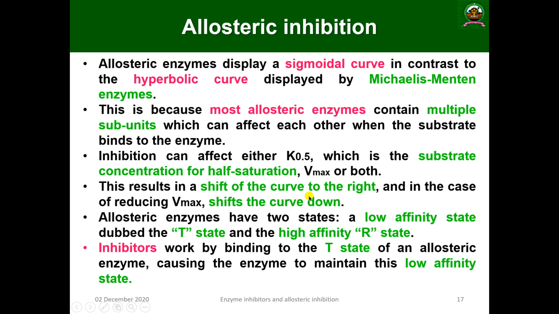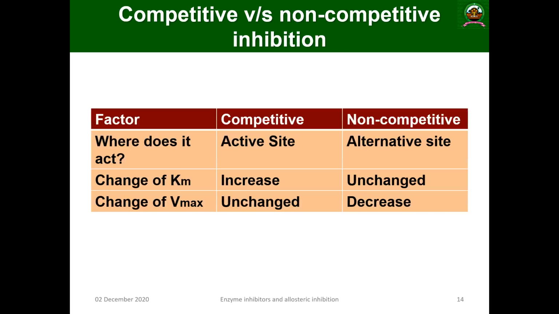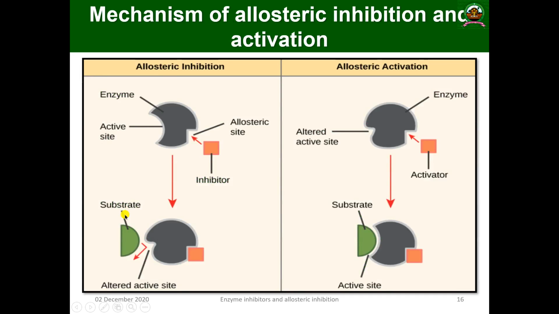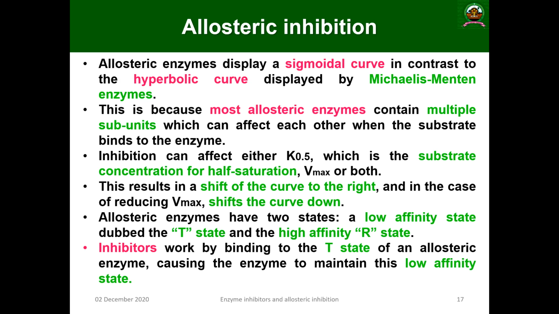In allosteric regulation, the allosteric enzymes display a sigmoidal curve in contrast to the hyperbolic curve displayed in the Michaelis-Menten equation. So this is what I have told you. Here you can see the sigmoidal curve in the case of an allosteric activator and a non-competitive inhibitor, and here is a normal hyperbolic curve. This is because most allosteric enzymes contain multiple subunits.